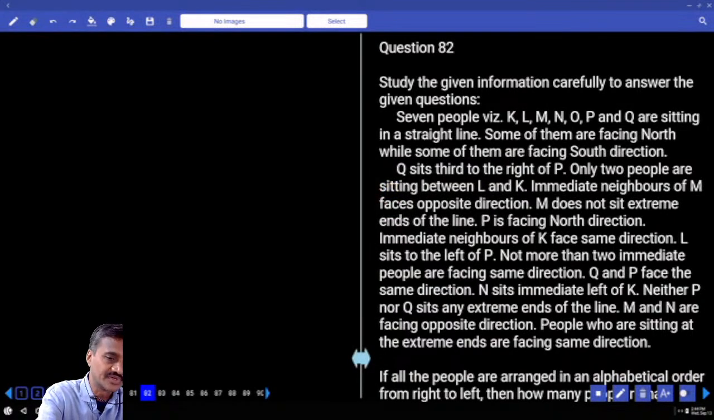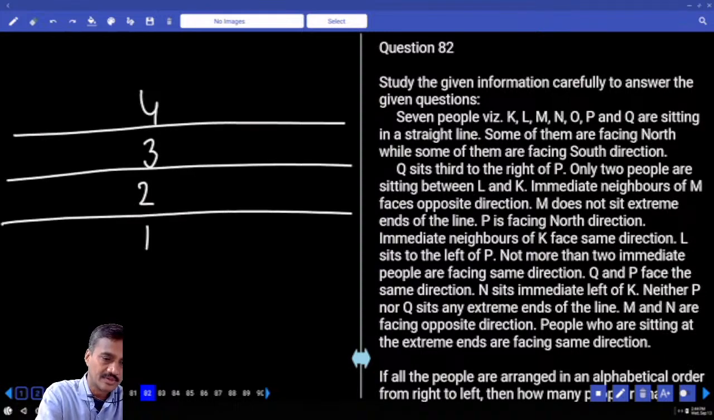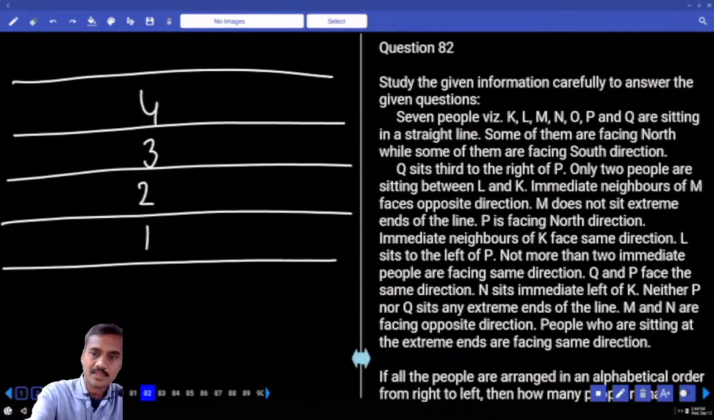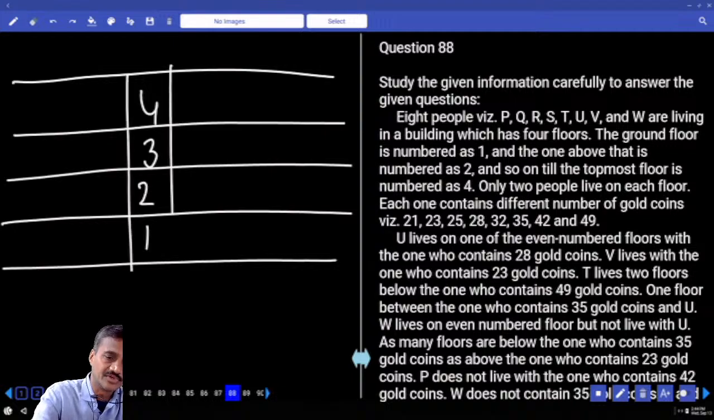Tell me, how many floors are there? There are 4 floors, 4, 3, 2 and 1. Now in this 4, 3, 2, 1 and 2 flats are there. 88 onwards. Now here 88 onwards, there are 2 flats in each of this one.